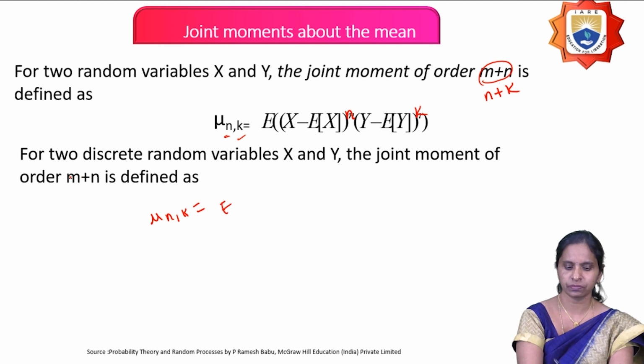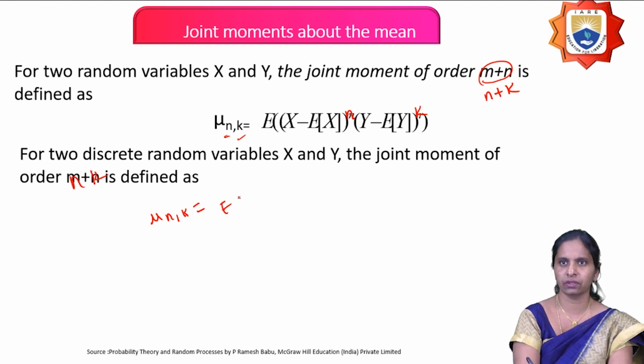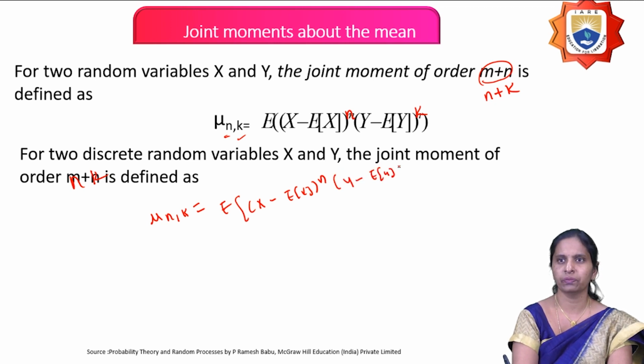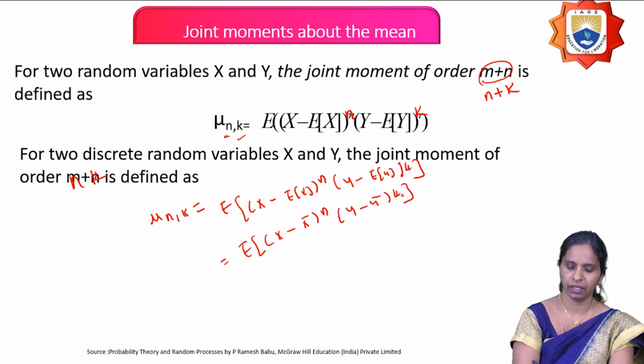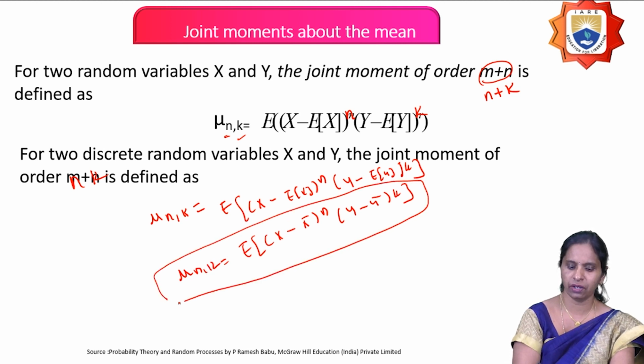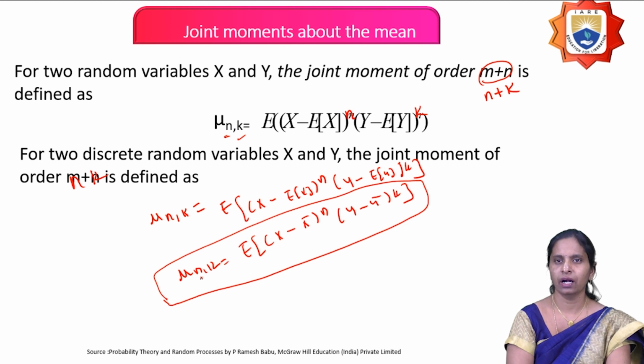Equals expectation of x minus E of x power n into y minus E of y power k, that equals expectation of x minus x bar power n into y minus y bar power k. So this is called the joint moments about the mean of order n plus k. The other name for joint moments about the mean is the joint central moments.